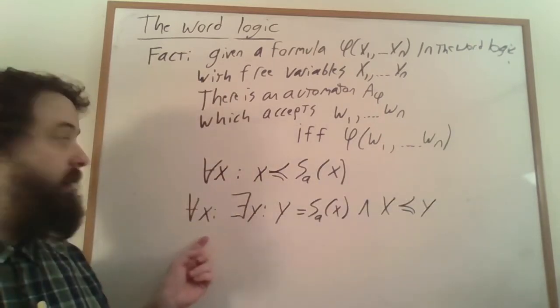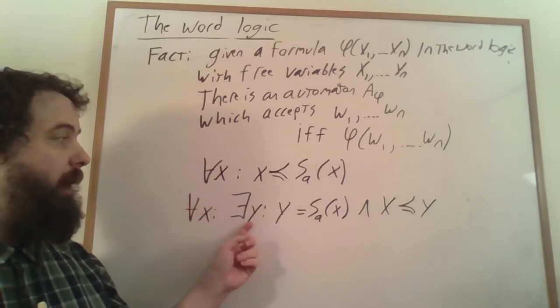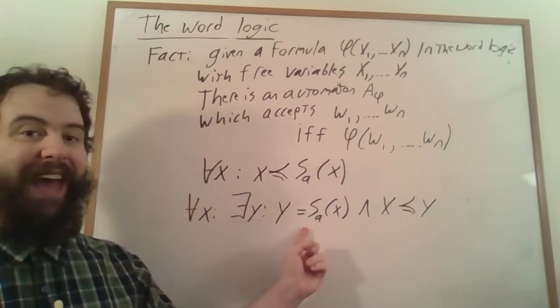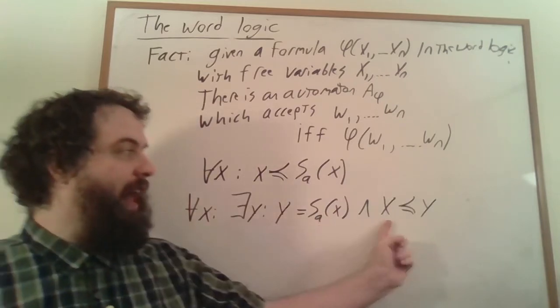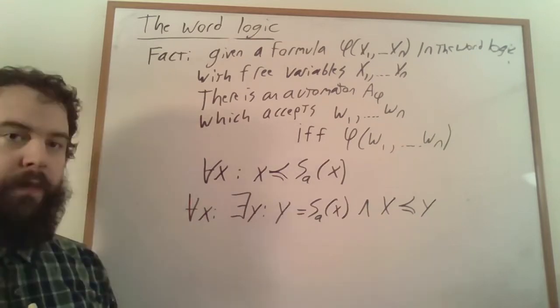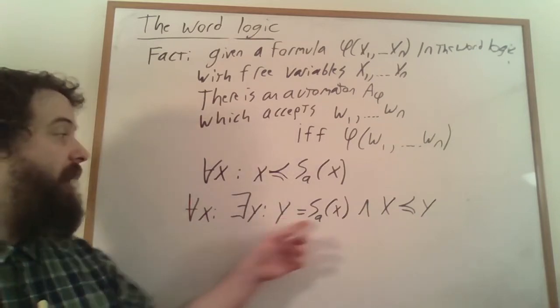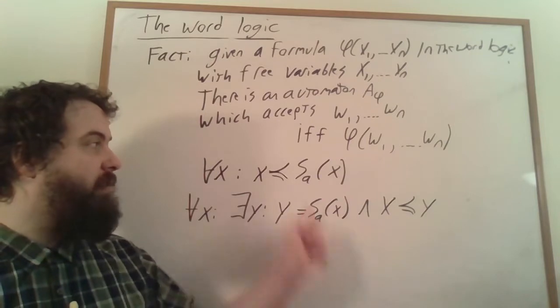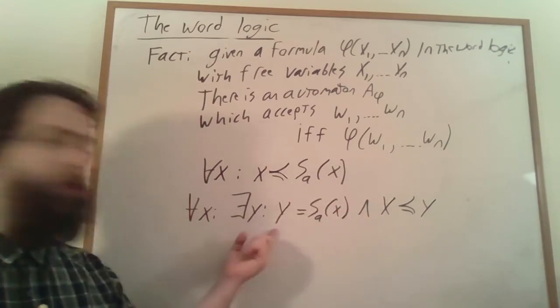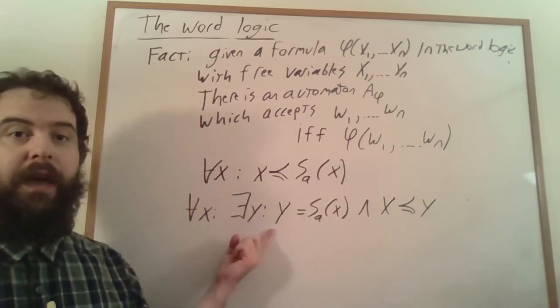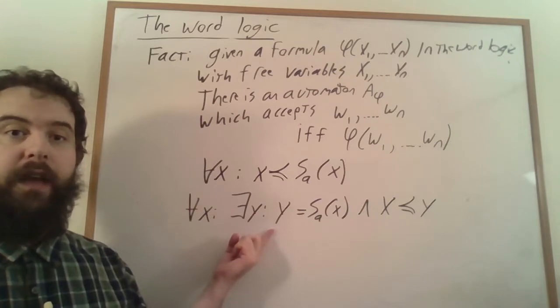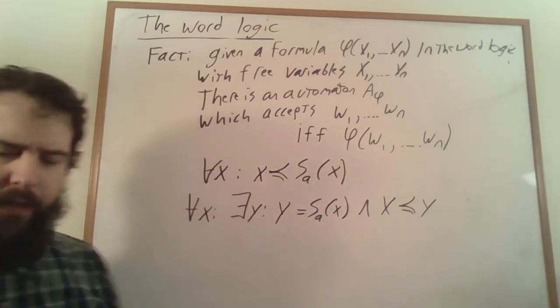For every x, there's going to be some y, which is the successor a of x, such that x is a prefix of y, right? So what we've done here is we've isolated this successor a operation into its own separate atomic formula. And that's what it means to relationalize. Let me show you another example.